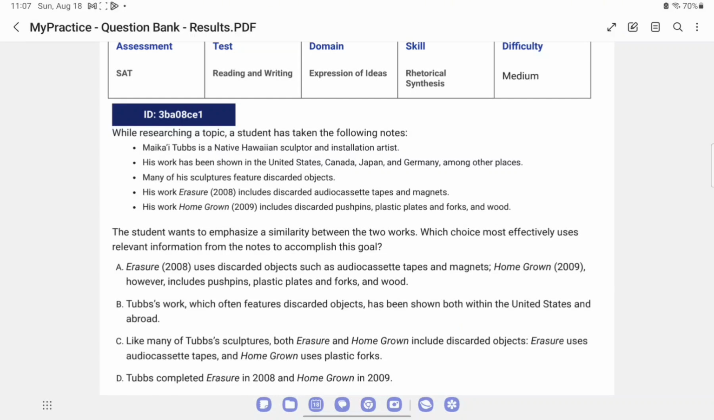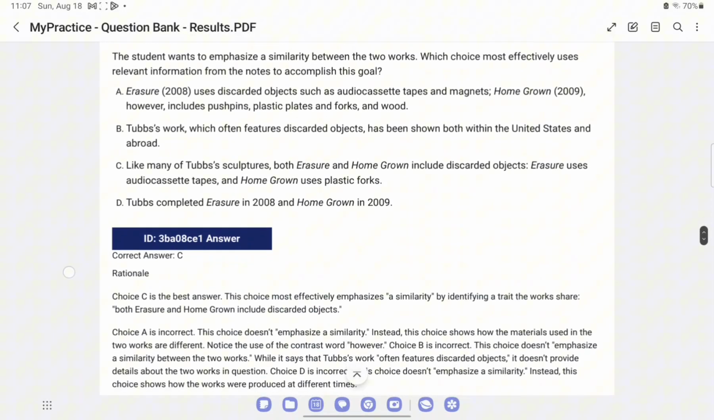C sounds correct because it's talking about a similarity between both of them, which is that they both use discarded objects. D is definitely not correct because it's talking about when they were completed, but the student does not care about that. He wants to talk about how they're similar, not when they were completed. Maybe if they're both completed in the same year or something, I don't know, but even then there isn't a lot of emphasis, so yeah, it's C. Cool.